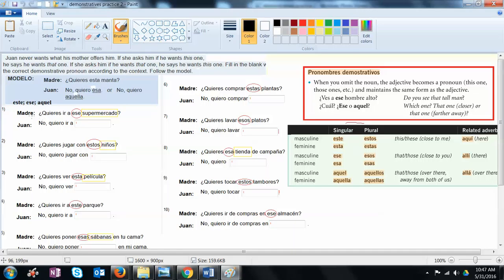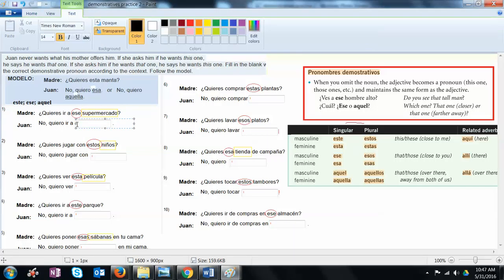So the mom says, ¿Quieres ir a ese supermercado? She says, do you want to go to that supermarket? And we're using ese because it's masculine. So when he responds back, no, I want to go to this one, we still need it to match supermarket, even though he doesn't restate supermarket, because we know we're talking about a supermarket. So this is it being used as a pronoun.